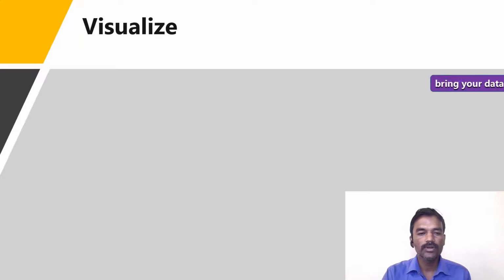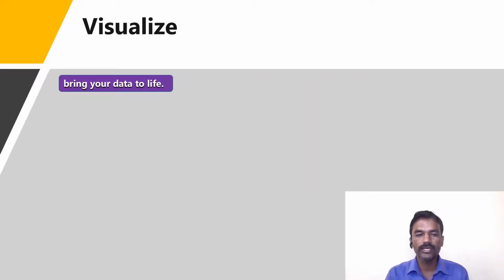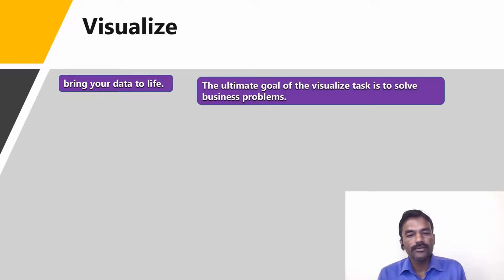Once we have the data model ready, we need to visualize. Visualize means we need to bring the data to life. Whatever data is there, we should be able to visualize it to solve business problems. The data is coming from one place and getting converted to visualization, but by looking at the visualization, the business users and management people should be able to take proper decisions.